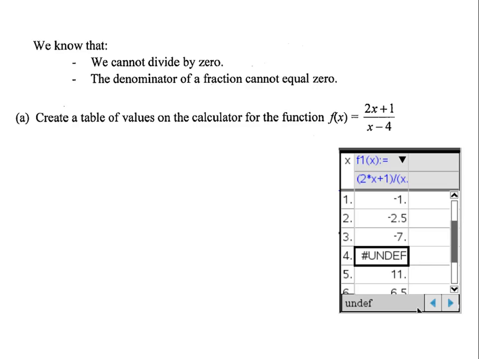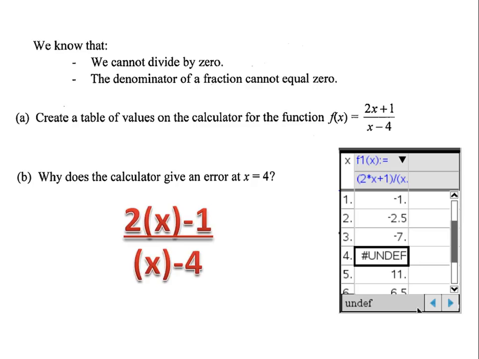But look what happens when I plug 4 in there. The calculator tells me it's undefined, or there's an error. Why exactly does it do this? Well, let's just take a look at the equation that we have. Y equals 2x minus 1 over x minus 4.